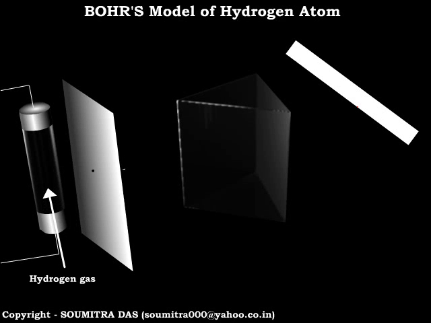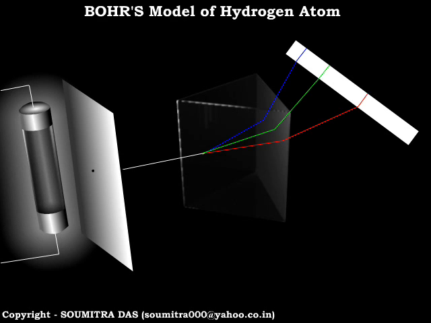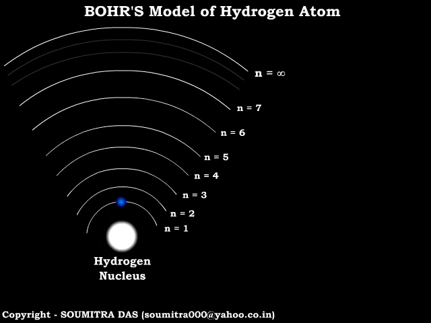Hydrogen gas is kept in a tube at very low pressure and electricity is passed through it. Spectral analysis of the emitted radiation showed a line spectrum with about 3 distinct visible lines. Now, what actually was happening here?